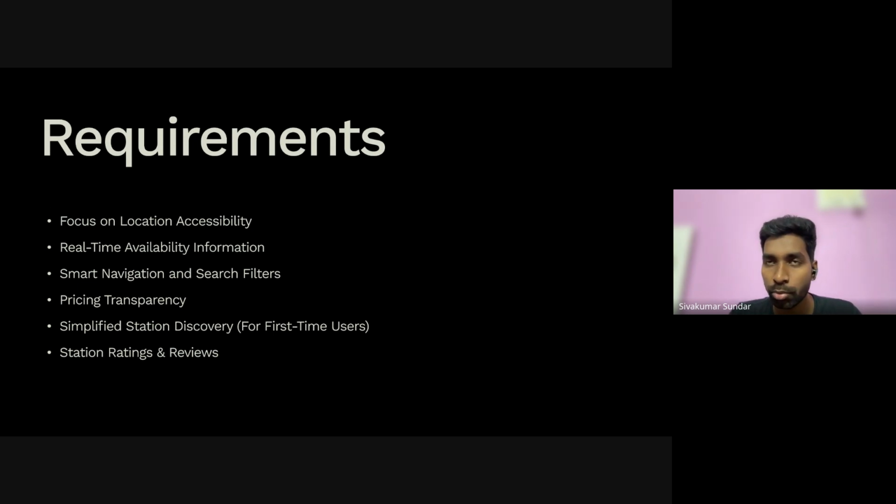So based on this, you'll be able to define user flows. You'll be able to define, say, for example, do we even need users to pay using this app itself? So you need to identify all of that, right? So based on the questions that we asked, we are able to get the requirements of focus on location accessibility, real-time availability information. So what does this mean, right?